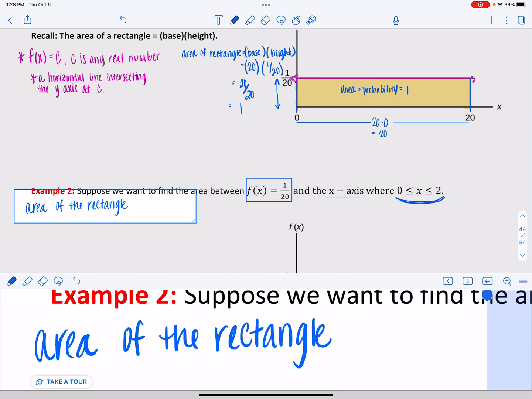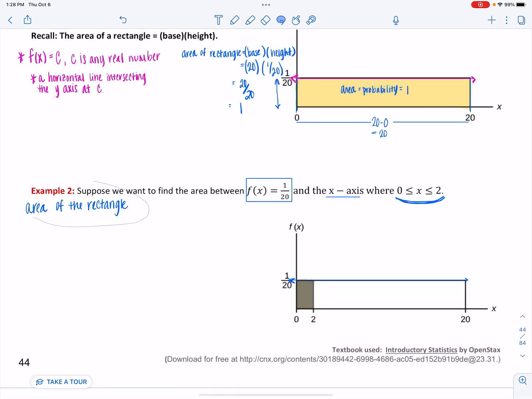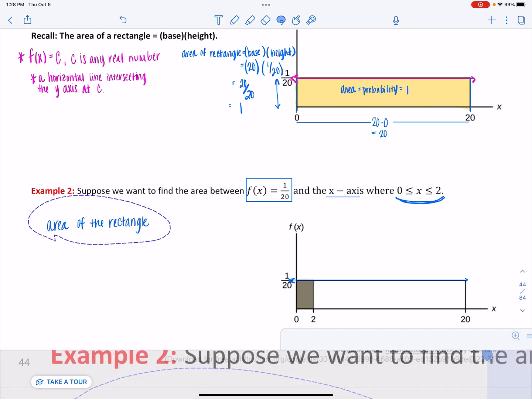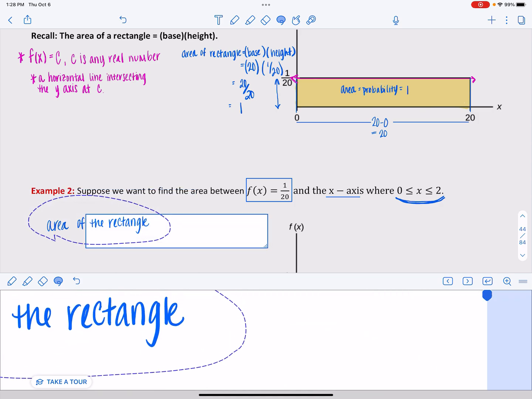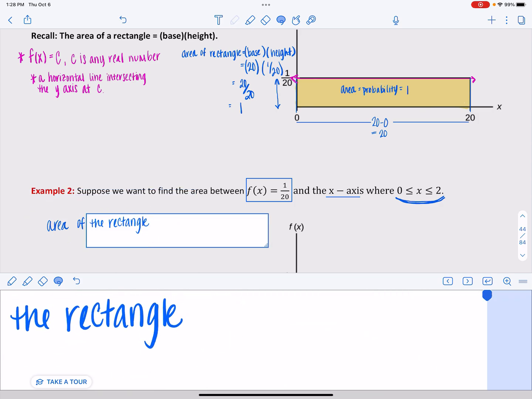This is going to be, I'm going to move this down, because I'm going to give you two different choices in this case for your calculation.